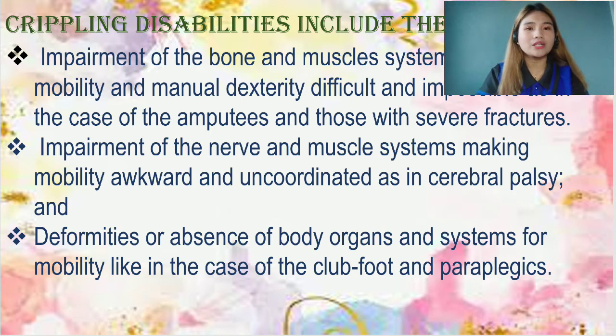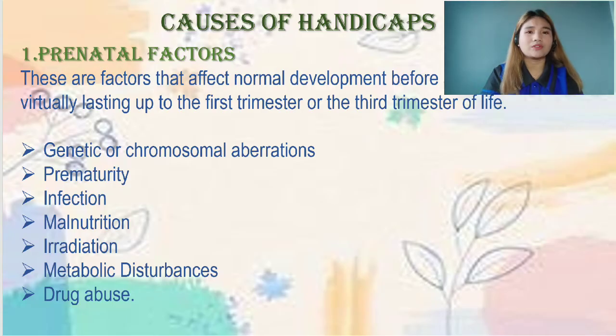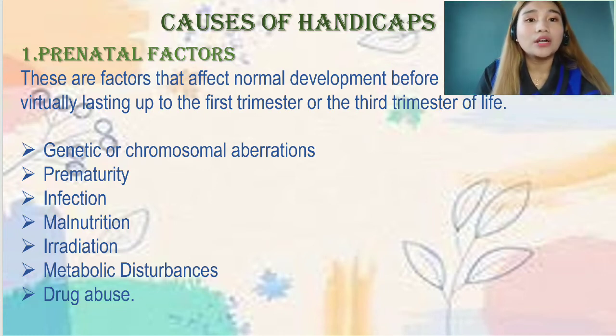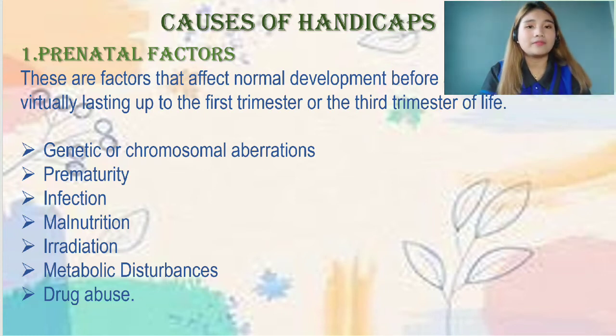For the second one is impairment of the nerve and muscle system, making mobility awkward and uncoordinated as in cerebral palsy and deformities of absence of body organs and system for mobility, like in the case of the club foot and paralysis. These are three factors that are cause of handicap, and this is the first for prenatal factors.